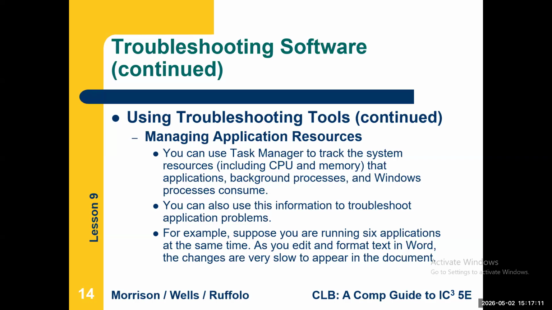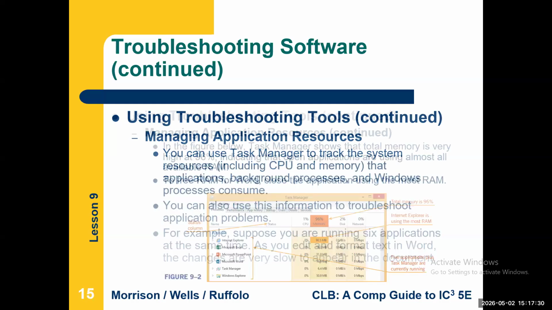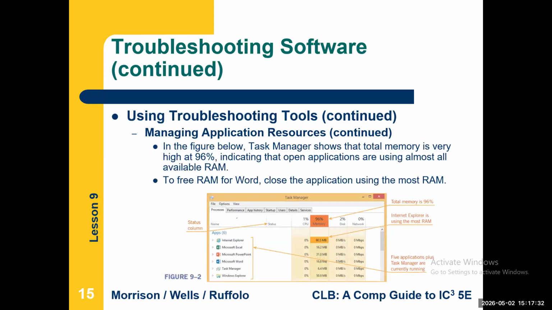Let's say that you are running 6 applications at the same time. As you are running them, let's say that you edit and format text in Word, and you realize that the changes you are trying to make are so slow. In that case, what could be the problem? You can go into your task manager and see how those system resources are being used.